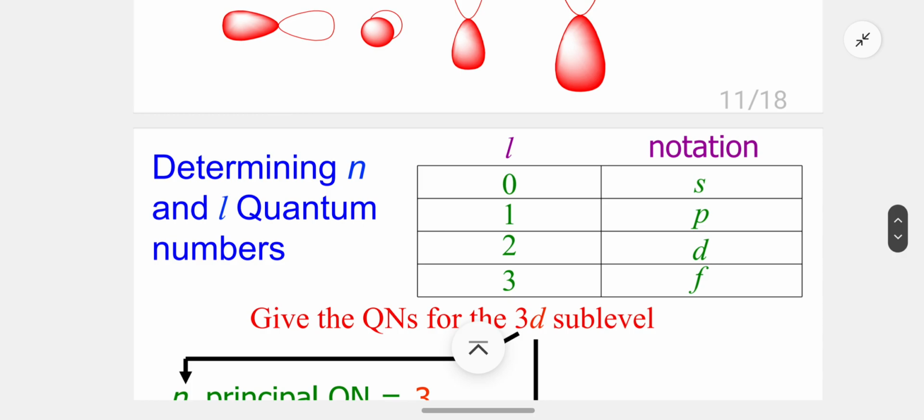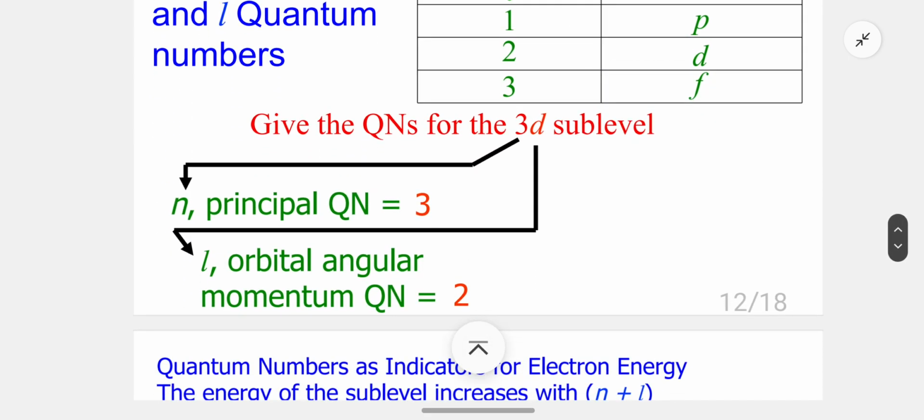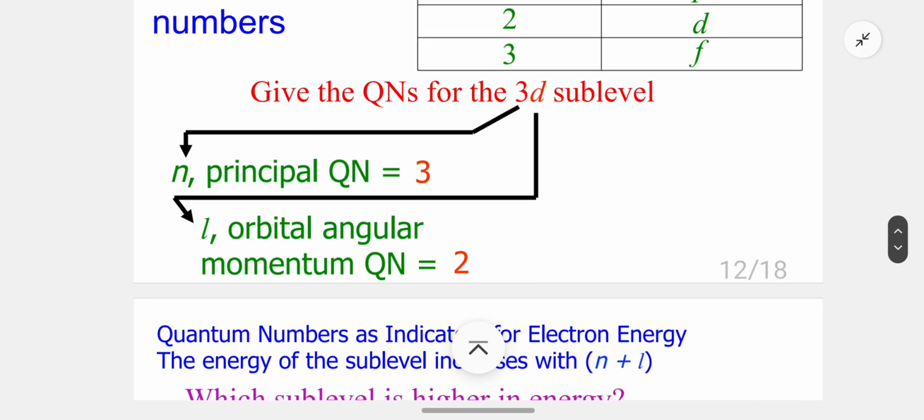We have a notation for the indicator: for 1 we have P, for 0 we have S, for 2 we have D, for 3 we have F, and vice versa. Afterwards, give the quantum numbers for the 3D sublevel. So it's a question from us. As you can see, the orbital quantum number is 2.